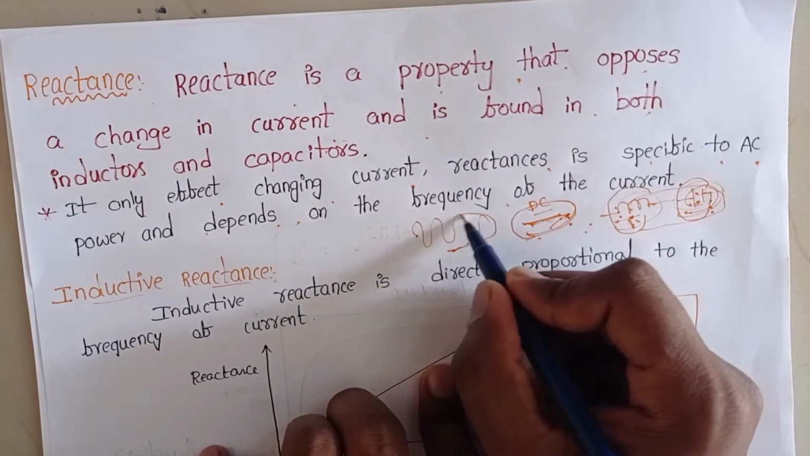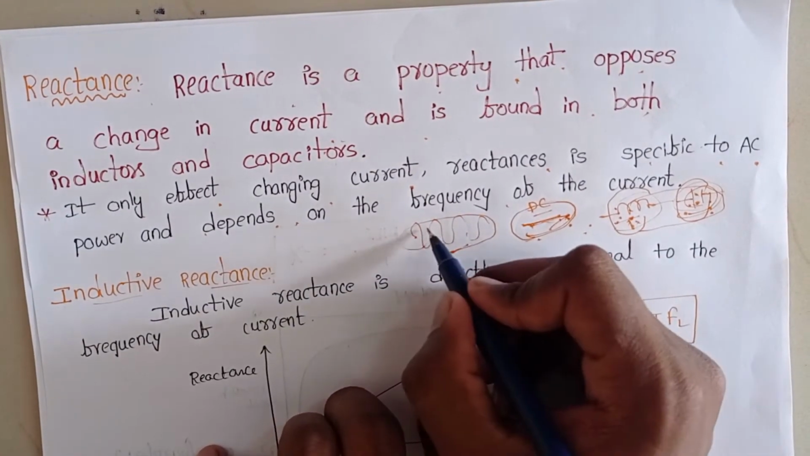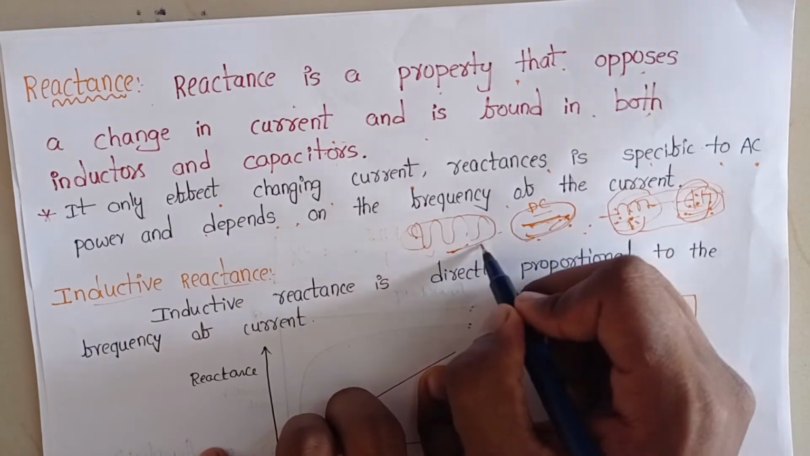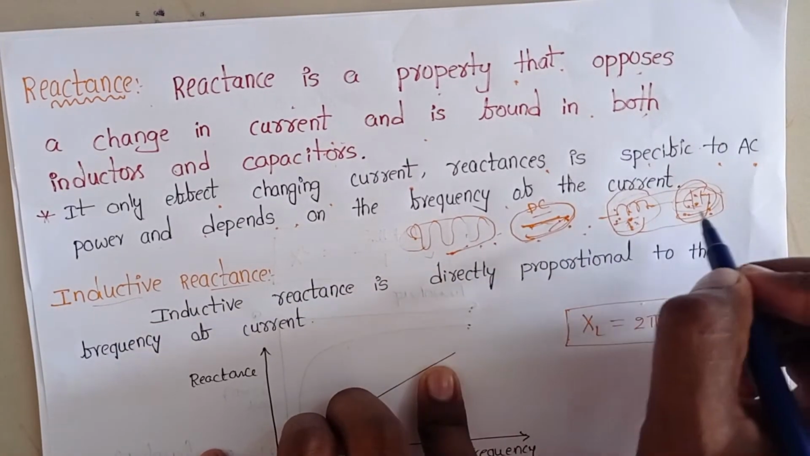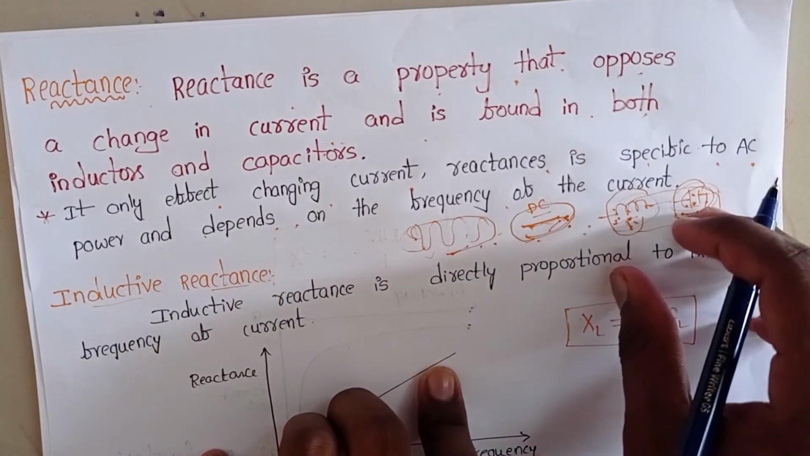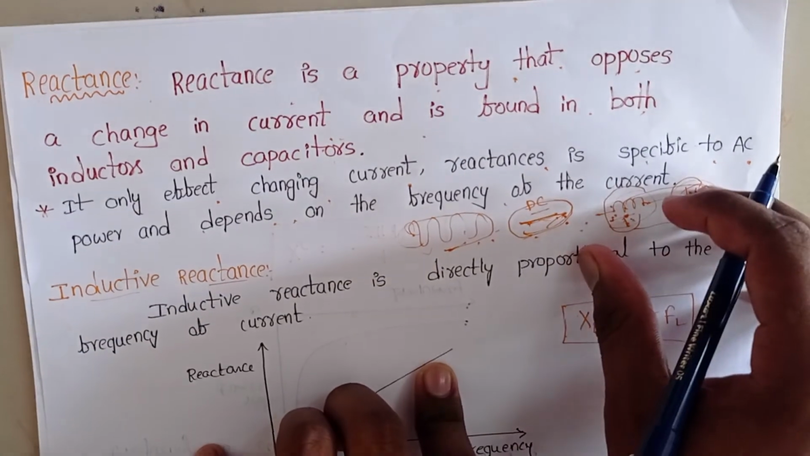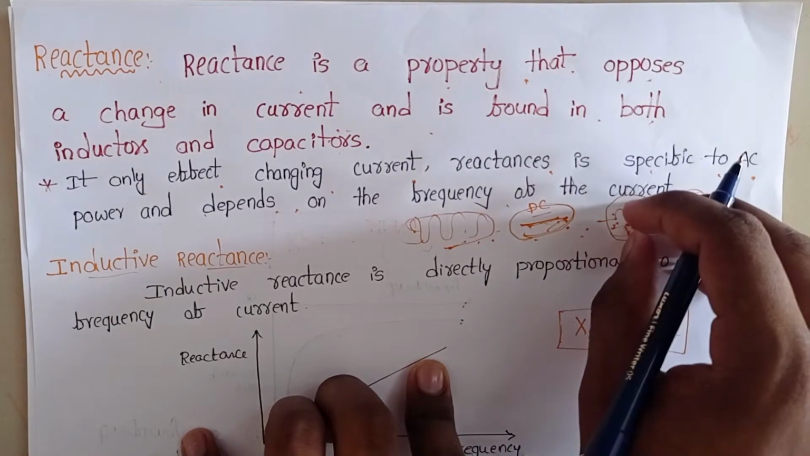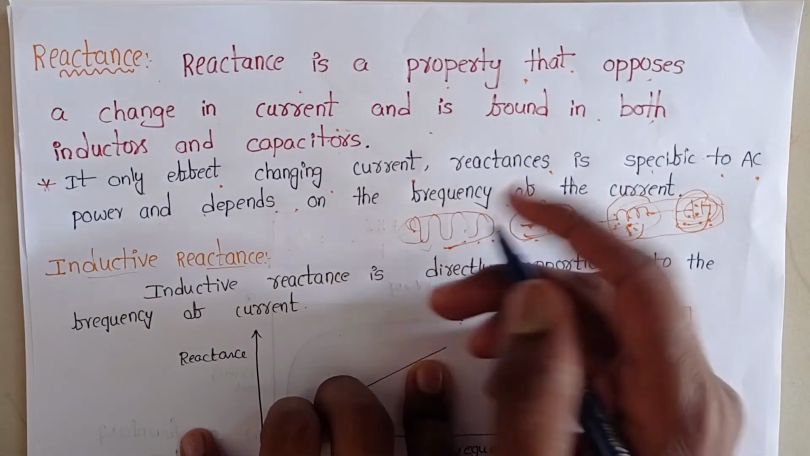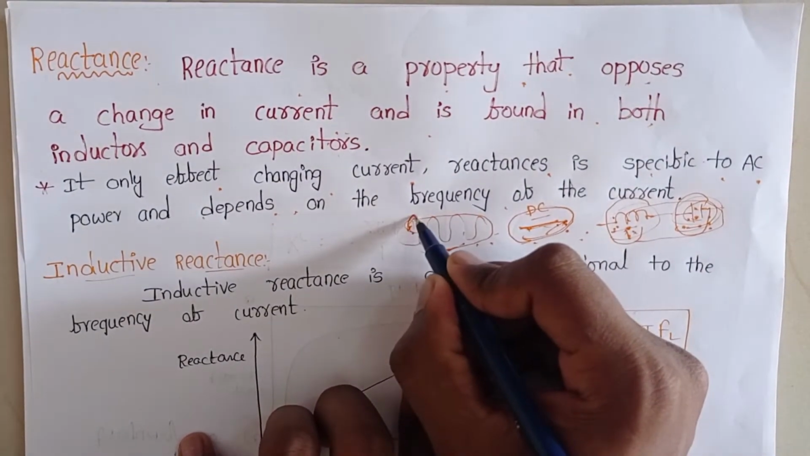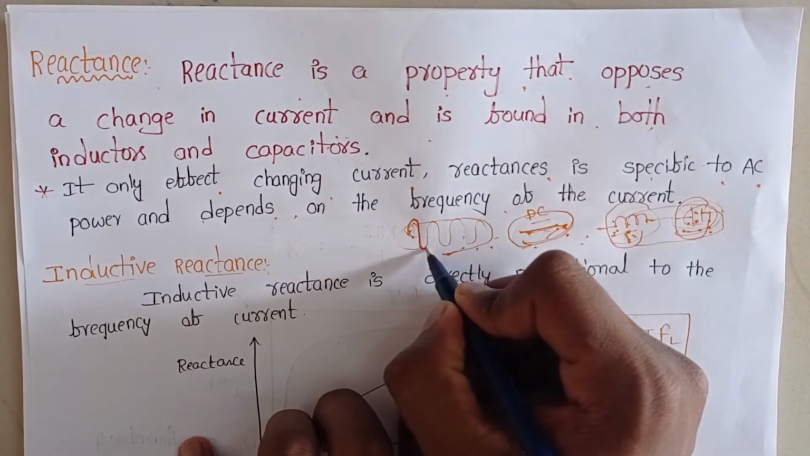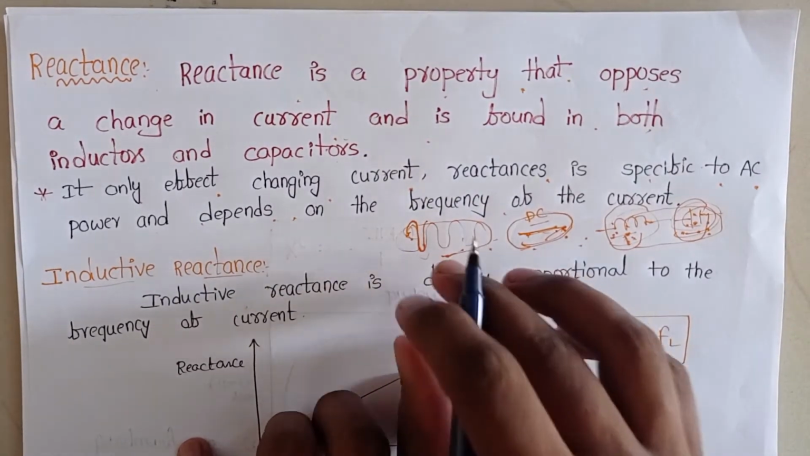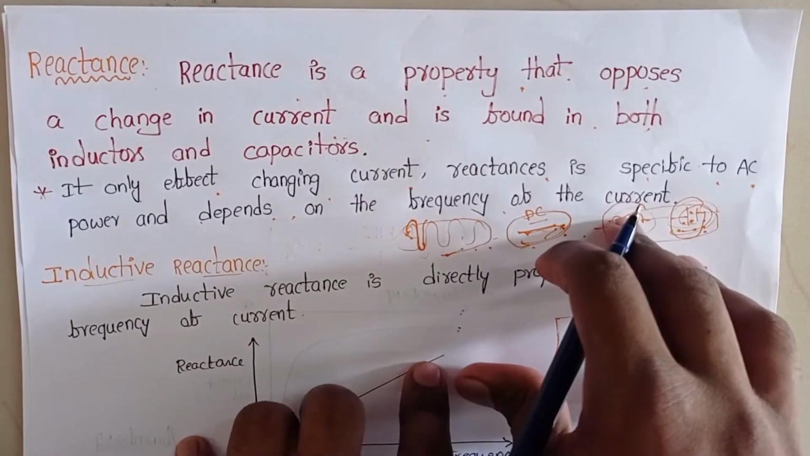When we apply alternating current, AC, to inductors and capacitors, then a reactance will occur. Reactance is nothing but the opposing property to a sudden change of current. Here observe, here the current is one value and when it falls to this point the current is another value, like that. I think you have understood.